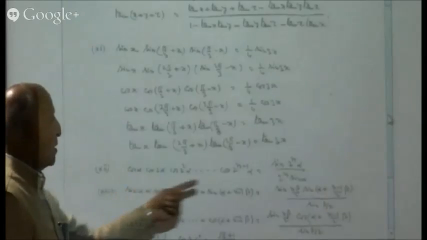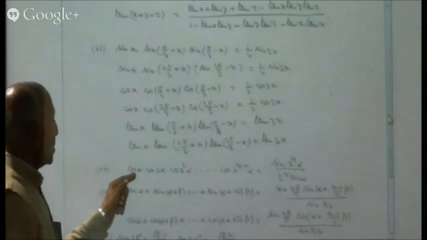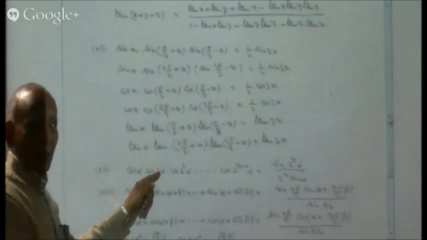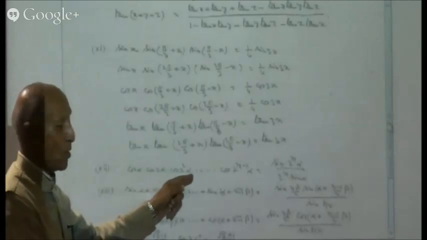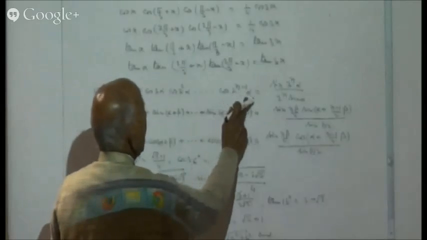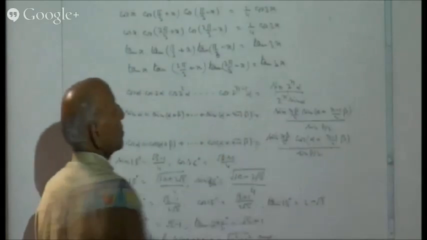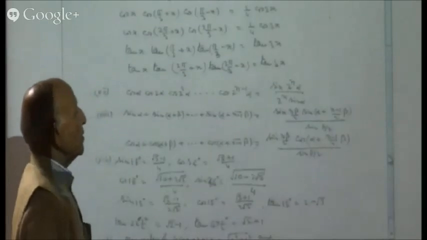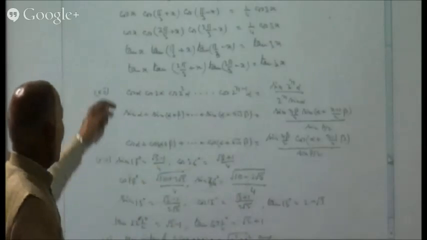And in particular, note these three final results. Observe this result. It is simple to prove. This is cos alpha, cos 2 alpha, double of that angle, cos of 4 alpha, cos of 8 alpha, and so on, up to cos of 2 raised to power n minus 1 alpha. So it is sine of 2 raised to power n alpha divided by 2 raised to power n sine alpha. The proof is very simple.